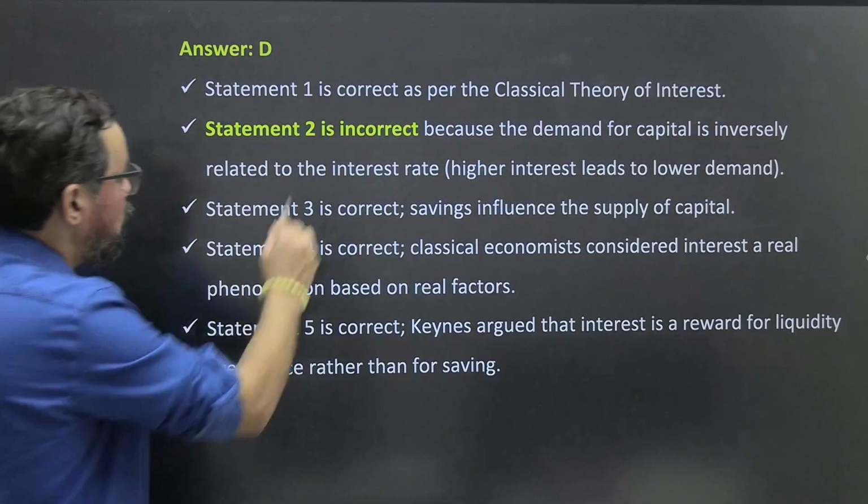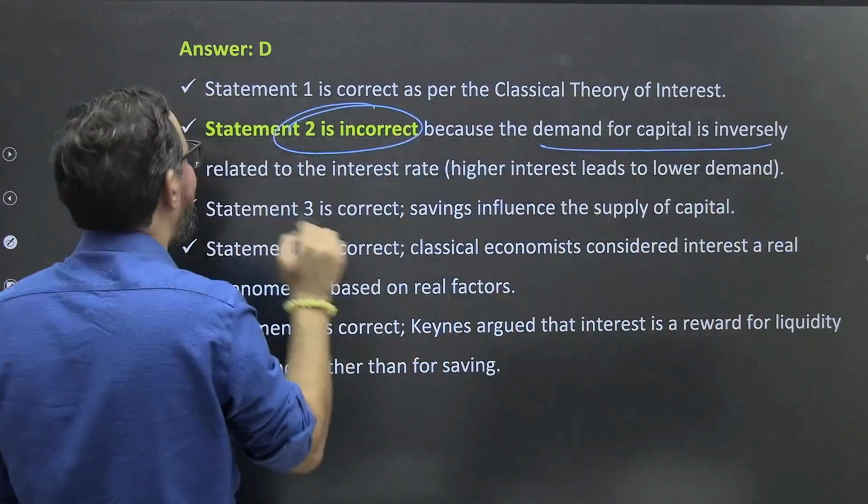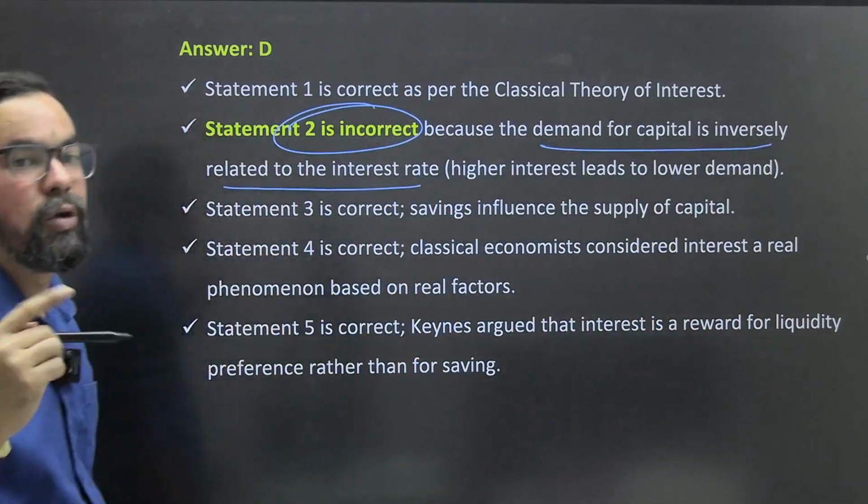So why was statement 2 incorrect? Because the demand for capital is inversely related to the interest rate. Yes, this is like the bond. I hope you remember the theorem of bonds.